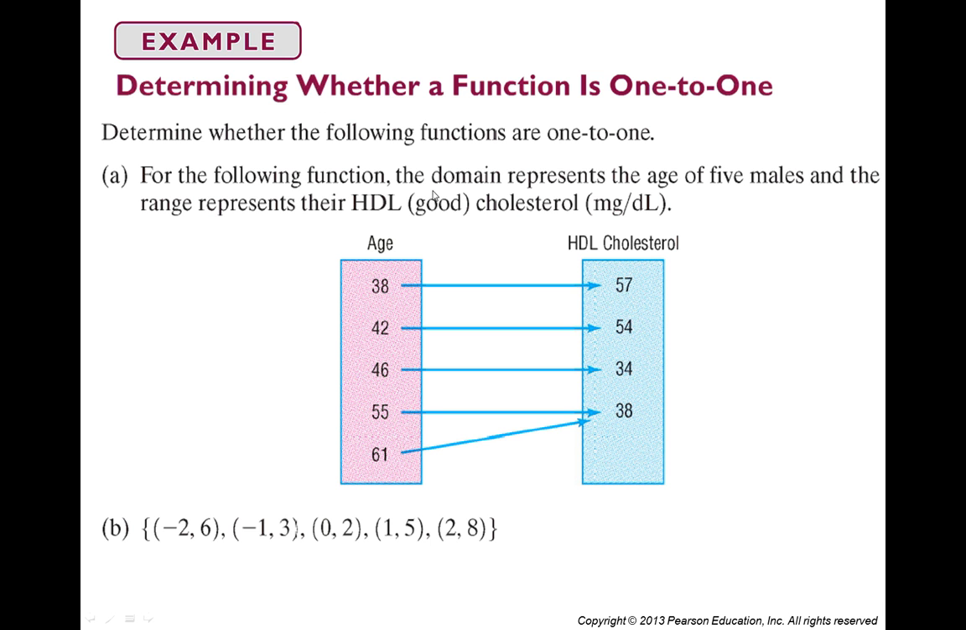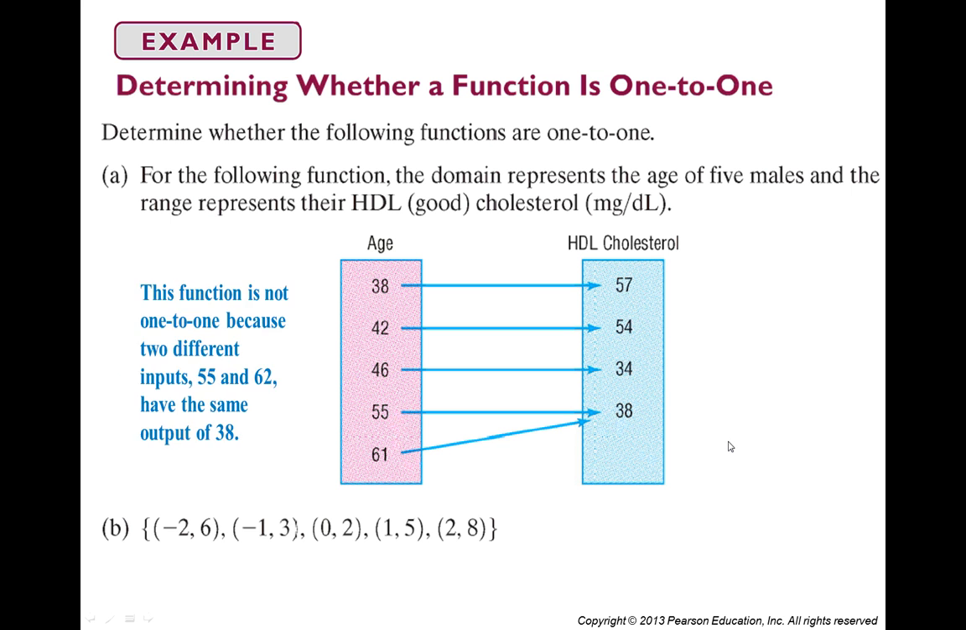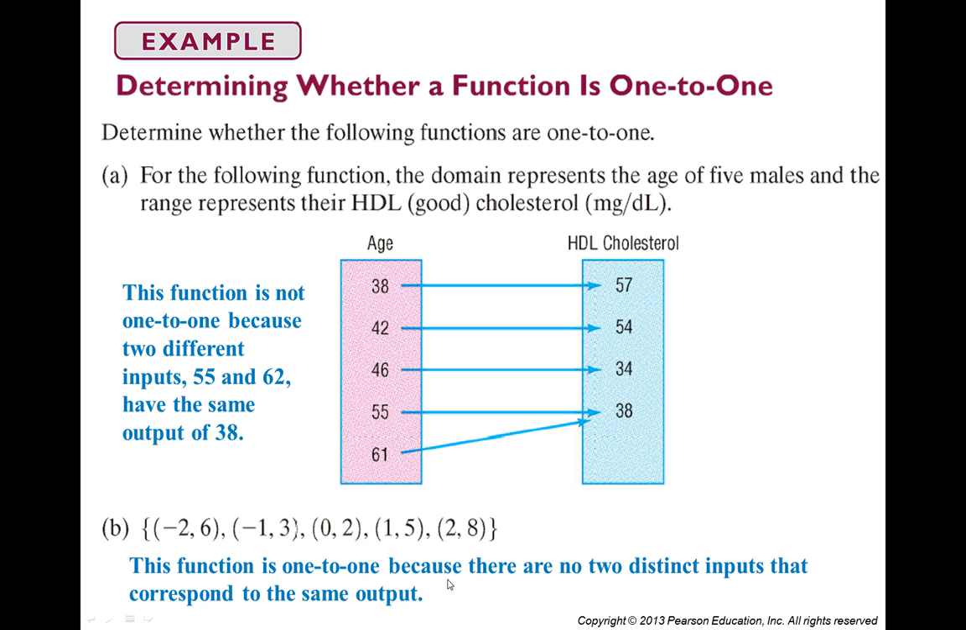All right, so now we're going to do some basic determining of whether a function is one-to-one. We look at A: 55 and 61 share 38, so we can automatically say no. On B, we look at the inputs -2, -1, 0, 1, and 2. The outputs are 6, 3, 2, 5, and 8. Nothing overlaps, nothing repeats. So this is one-to-one.